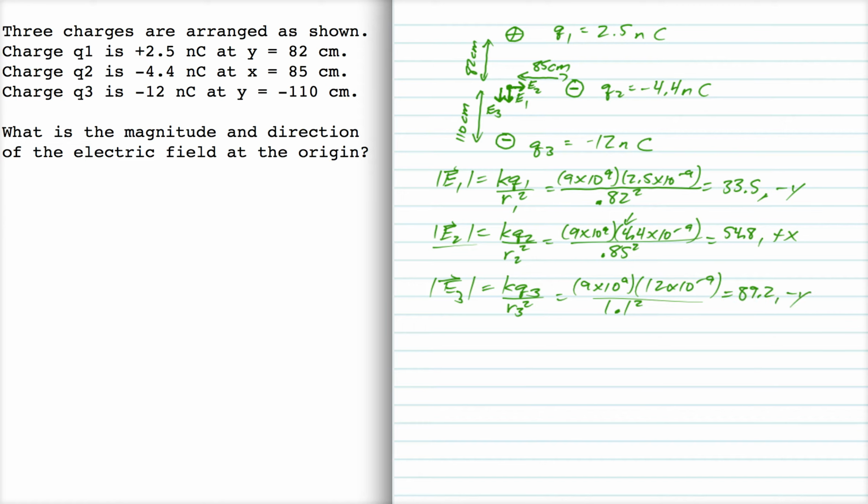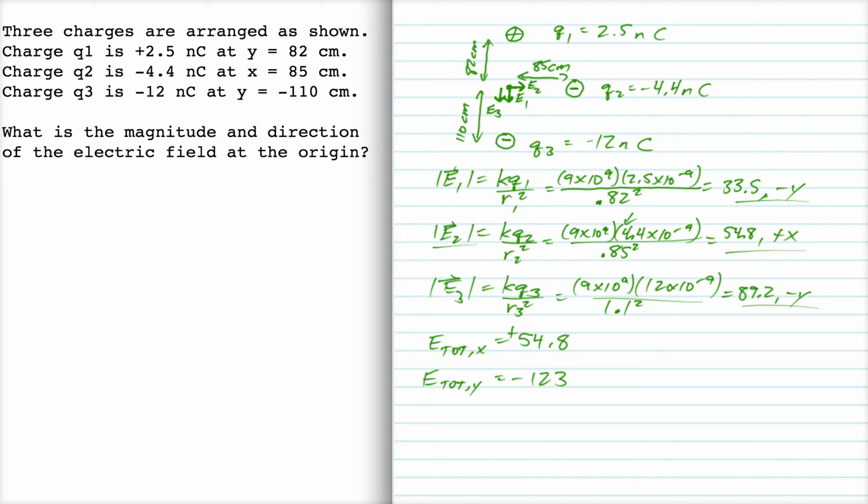I don't really have to break these up into components because they're already in components, right? None of these is with respect to an axis, like 30 degrees above plus x or anything. So the total x electric field is just equal to E2, which is 54.8, and it's positive. And the total y electric field is the combined E1 and E3, which is minus 123.